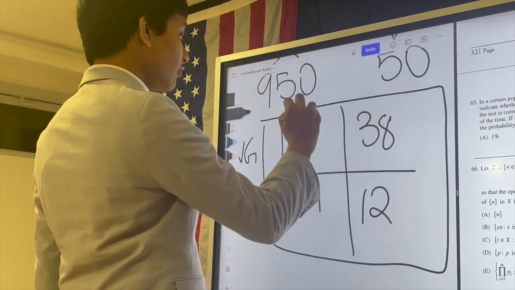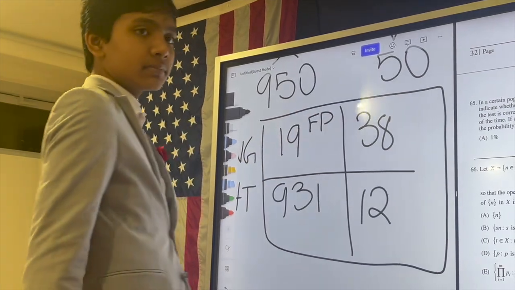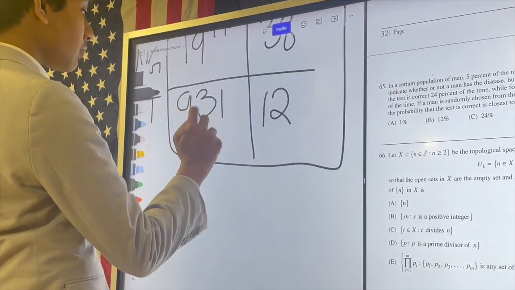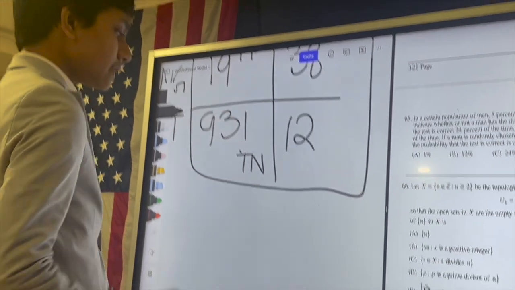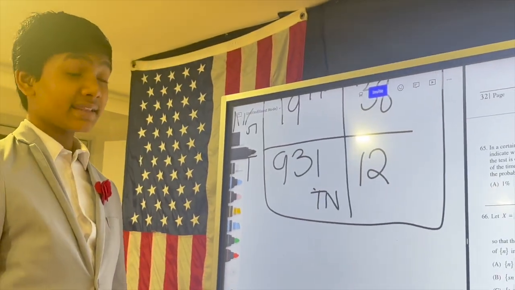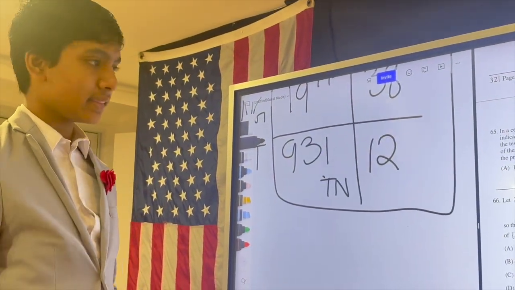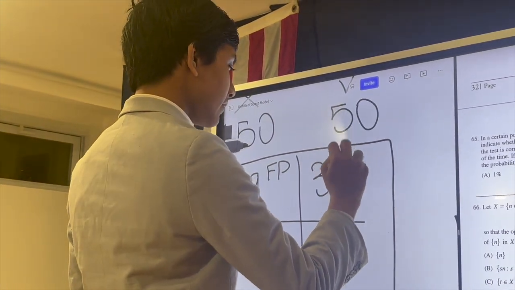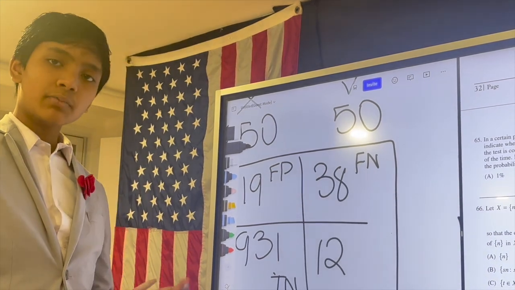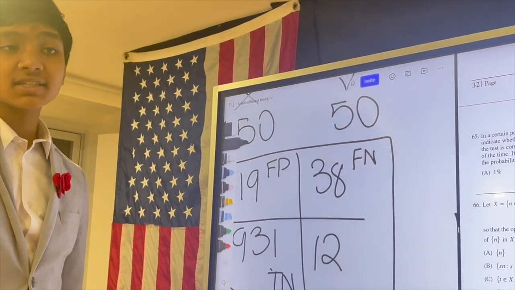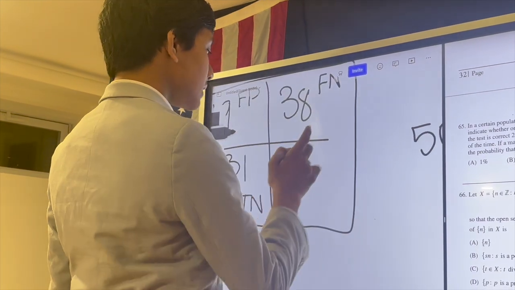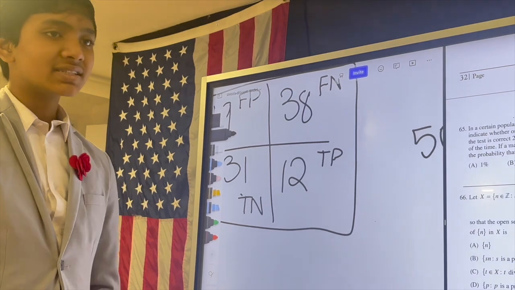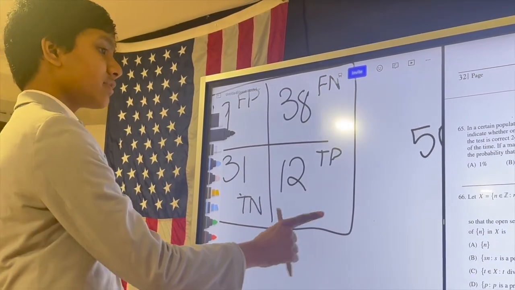So here's what we have. This is the number of false positives, the test marking people as infected when they really aren't. This is the number of true negatives, the test marking people as negative when they are negative. This is the number of false negatives, when the test marks someone as negative when they're truly positive. And this is the number of true positives, when somebody is positive and the test marks them as positive.